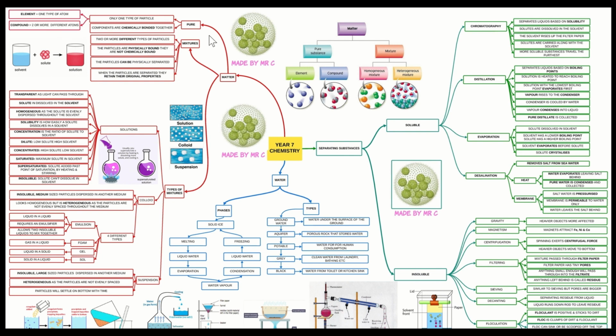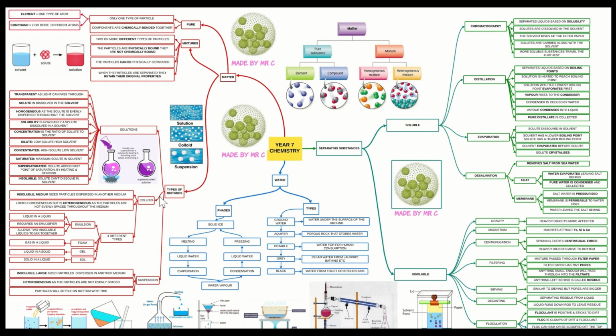Then we have mixtures, which are made of two or more different types of particles. The particles are physically bound together. They are not chemically bound together. The particles can be separated physically, and when they are separated physically, they retain their original properties. Now, there are many different types of mixtures, which we'll look at down here.